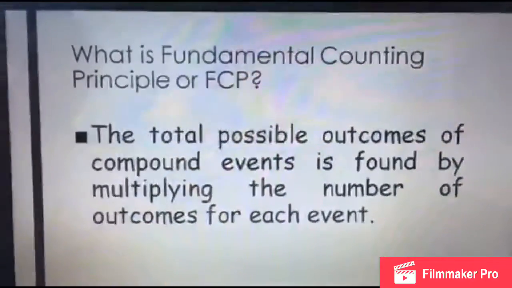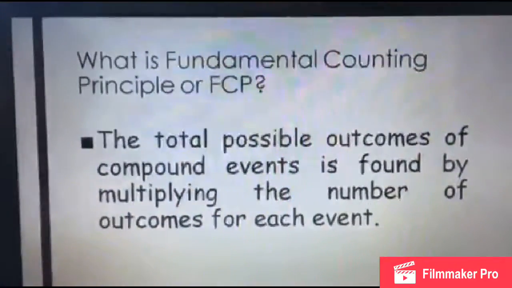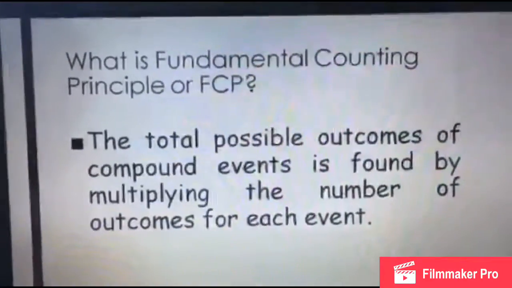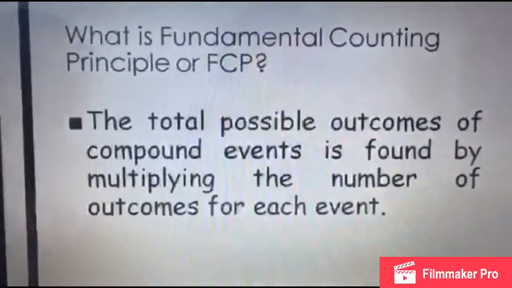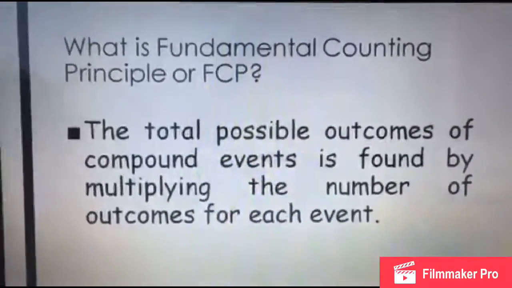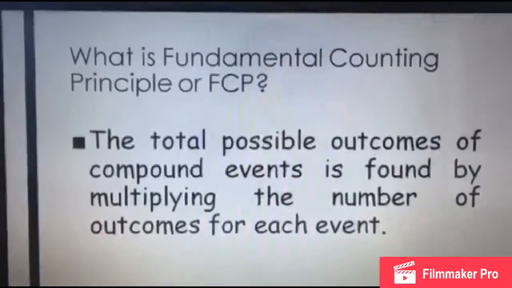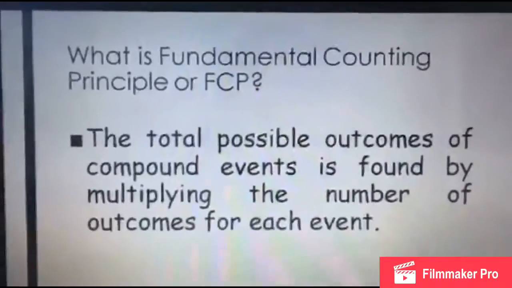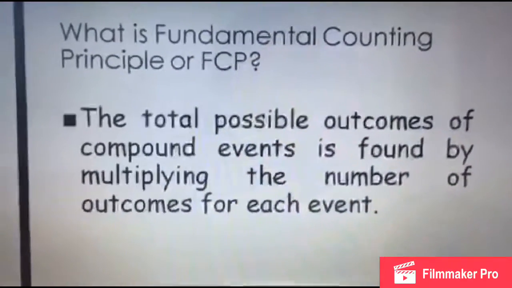Principle, or FCP. The total possible outcomes of compound events is found by multiplying the number of outcomes for each event. So in the fundamental counting principle, or FCP, we are going to multiply the outcome of each event to know the total outcomes of all the events when combined. So we are going to multiply the events: the first event, second event, and the third event to get the total possible outcomes.